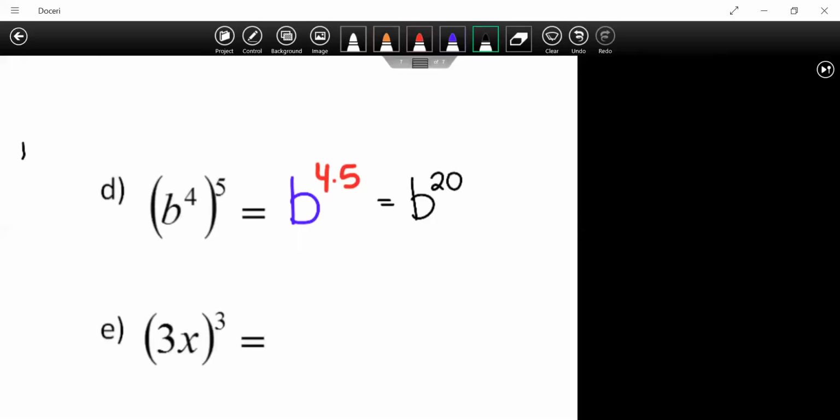E, we have 2 separate values, right? This is a times b raised to an exponent. So what should we do with each one of those? Distribute. We're going to distribute the exponent into each term. So this will be 3 raised to the 3rd, x to the 3rd. Beautiful. 3 to the 3rd, 27.